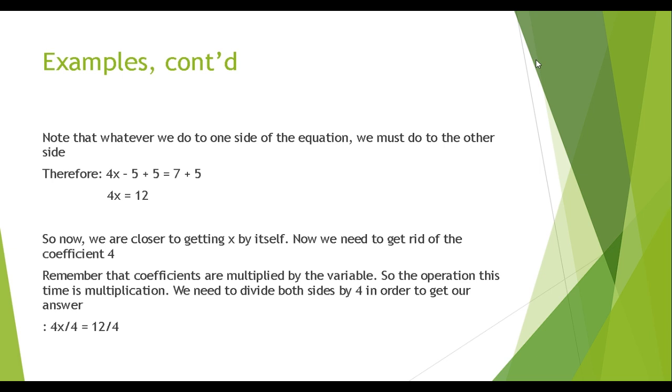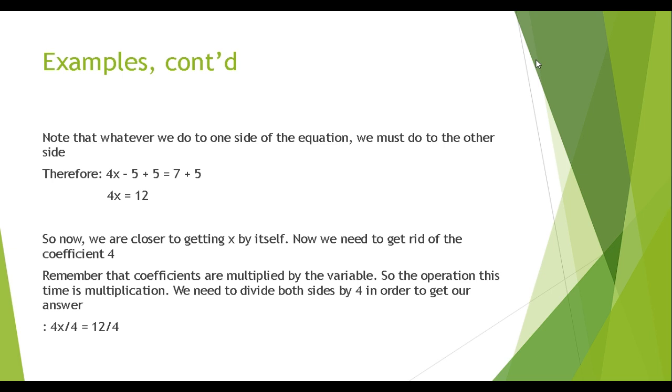Alright, so therefore, 4x minus 5 plus 5 is equal to 7 plus 5. See what we did? We added 5 to one side of the equation, so now we're going to add 5 to the other side of the equation. So when we simplify that, we get 4x equal 12, right?